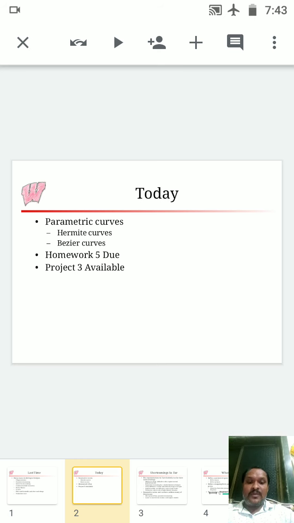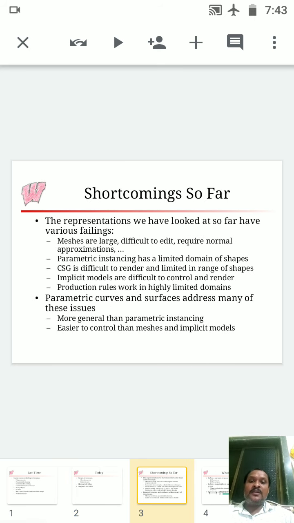This Bezier curve will indicate the curves with the points, as we will discuss here. The representation we have looked at so far is meshes, which are large, difficult to edit, and require normal approximations. Whenever you go for meshing operations, we face some difficulties in selecting elements, because a normal element will have a maximum number of small points, so it will take normal approximations.